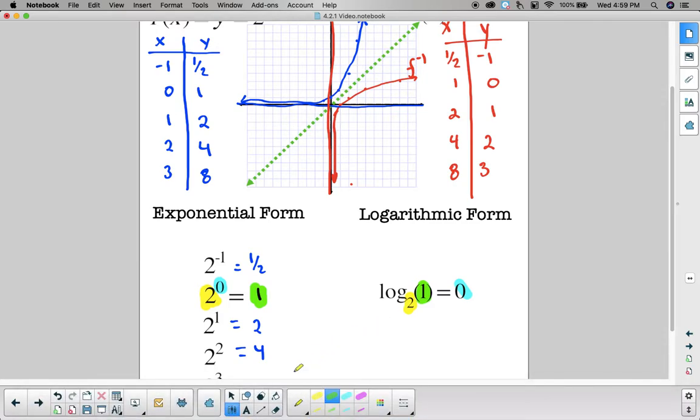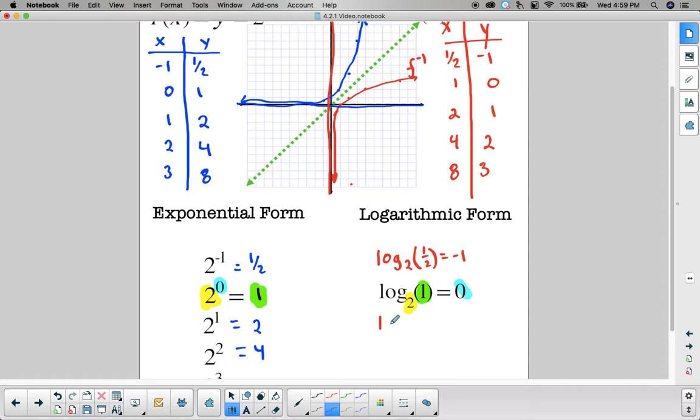So now I'm going to rewrite each of these exponential equations. I'm going to write it as its matching, or its inverse logarithmic equation. I'm going to do that in red. So here I'm going to write log. It's log base 2 because the base is 2. And then the output becomes my input. And the input, -1, becomes my output. So log base 2 of 1/2 is -1.